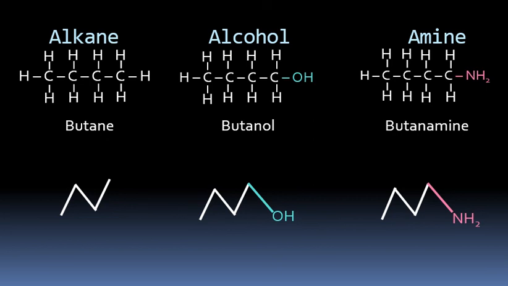And then the line structures, if we didn't want to write out the full chemical structure, would simply be 4 points for all the carbons. And in the case where there is a substitution, one of those carbons is going to go to either an OH or to an NH2 group.